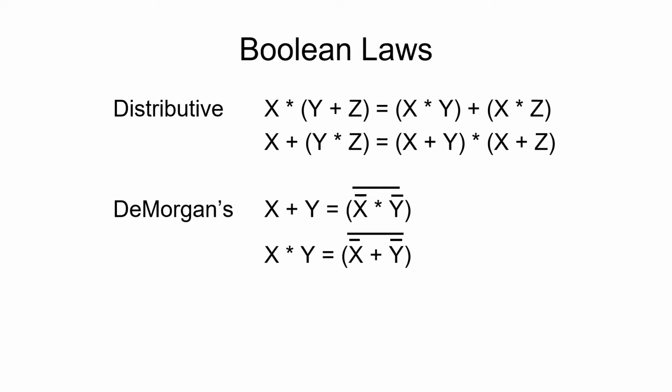De Morgan's law is particularly useful when you start working with NAND and NOR gates. De Morgan's law says that X OR Y is equal to NOT X ANDed with NOT Y, and then inverting the whole function. It works changing the operators, such as X AND Y is the same as NOT X ORed with NOT Y, and then inverting the entire expression.